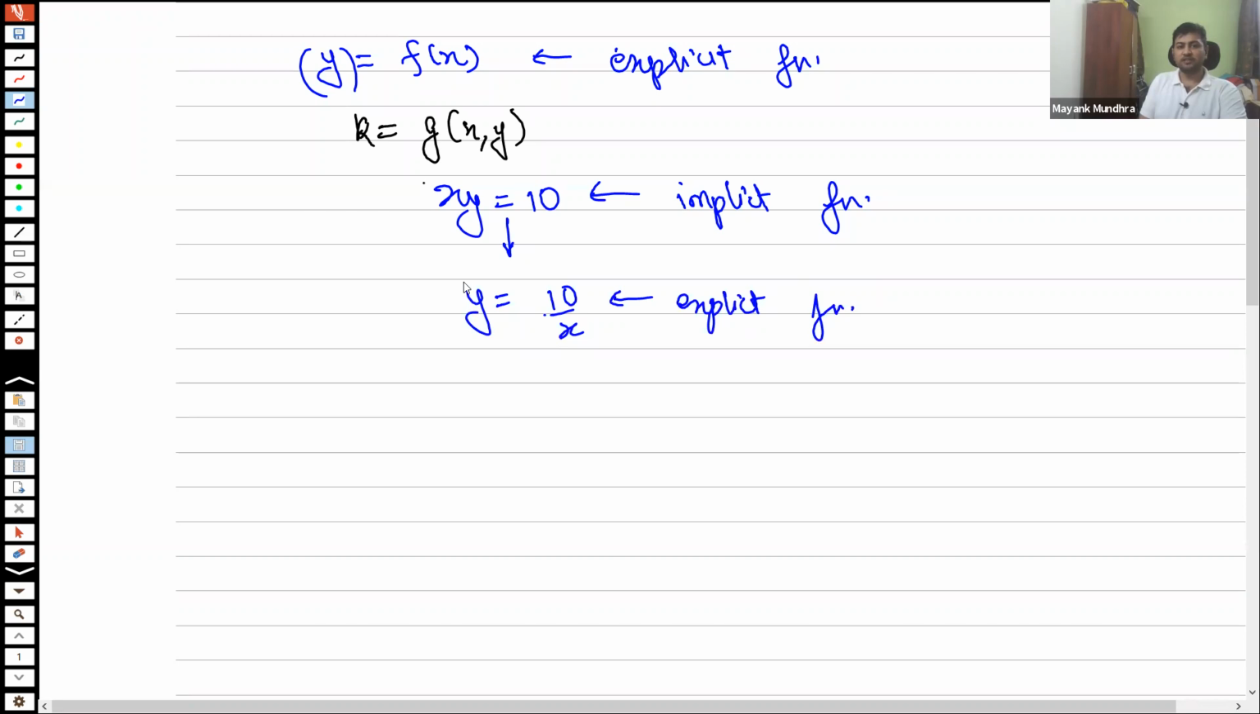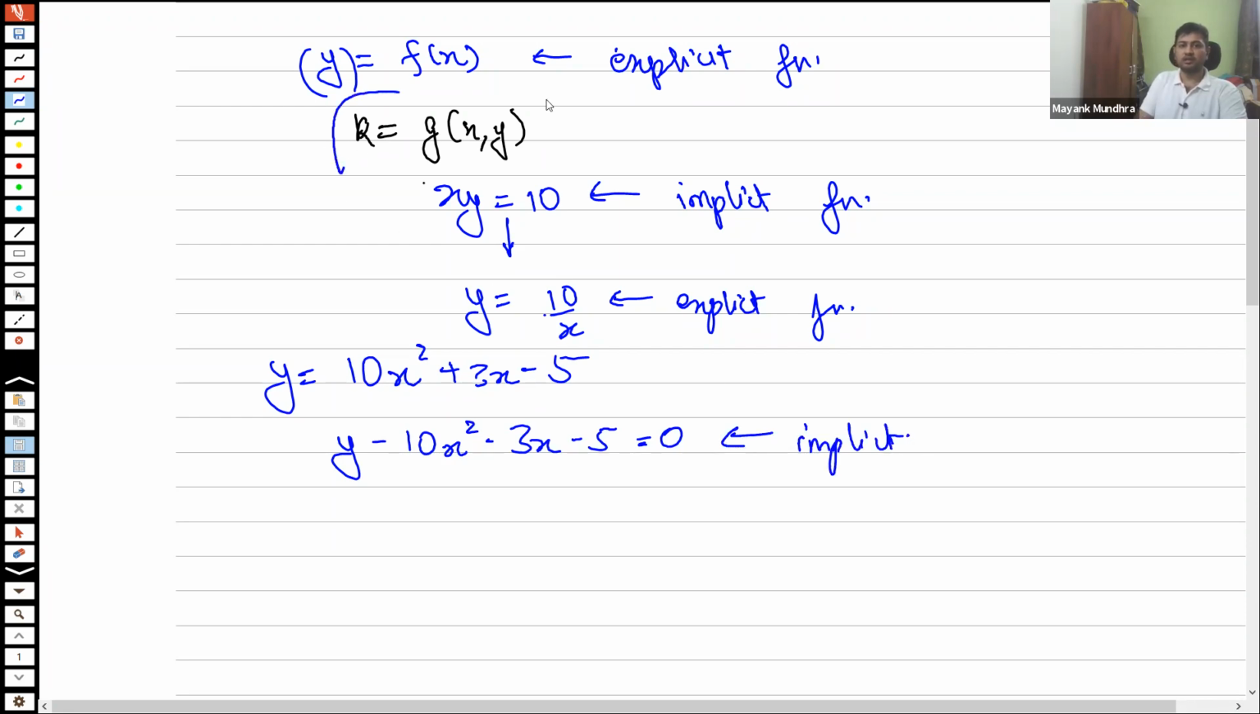In explicit form, on one side you have y, and on the other side you have some function of x, but no presence of y. In implicit form, you have some combination of x and y equal to something. This is the difference between explicit and implicit form. For example, y equals 10x squared plus 3x minus 5 is explicit. If I write the same thing as y minus 10x squared minus 3x minus 5 equals 0, this becomes implicit.